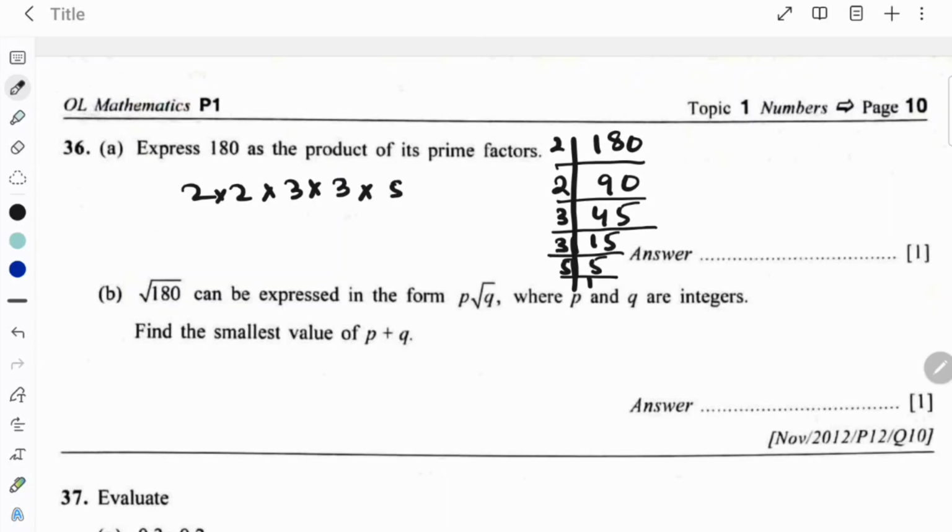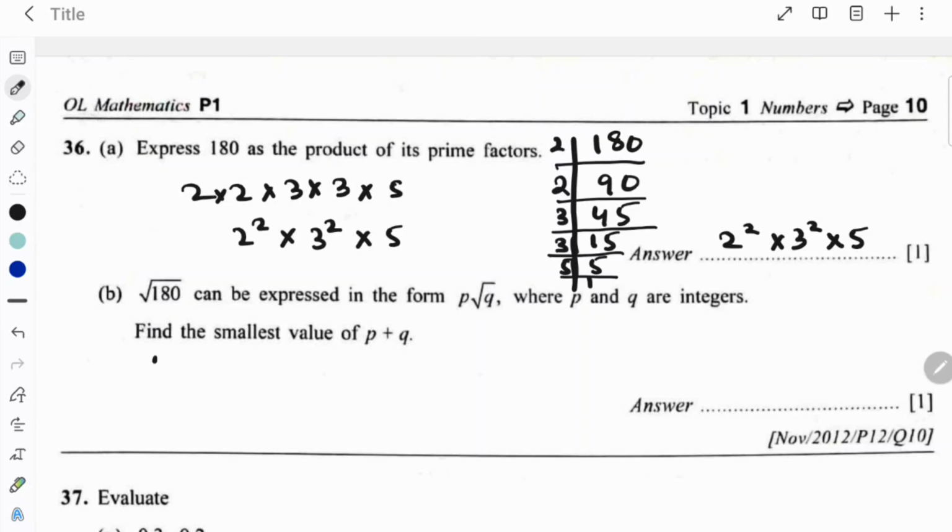So that is 180. Yes, it's 180. So 2 times 2 will be 2 square, and 3 square and 5. So that is 2 square into 3 square times 5. It's a 1 mark question. The square root of 180 can be expressed in the form p square root q, where p and q are integers. Find the smallest possible value of p plus q.